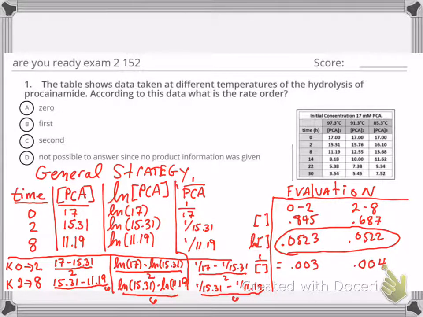So the best choice is that the ln of the concentration is linear. You have the same rate constant showing a linear performance independent of the time interval. And that would lead us to conclude first order kinetics.